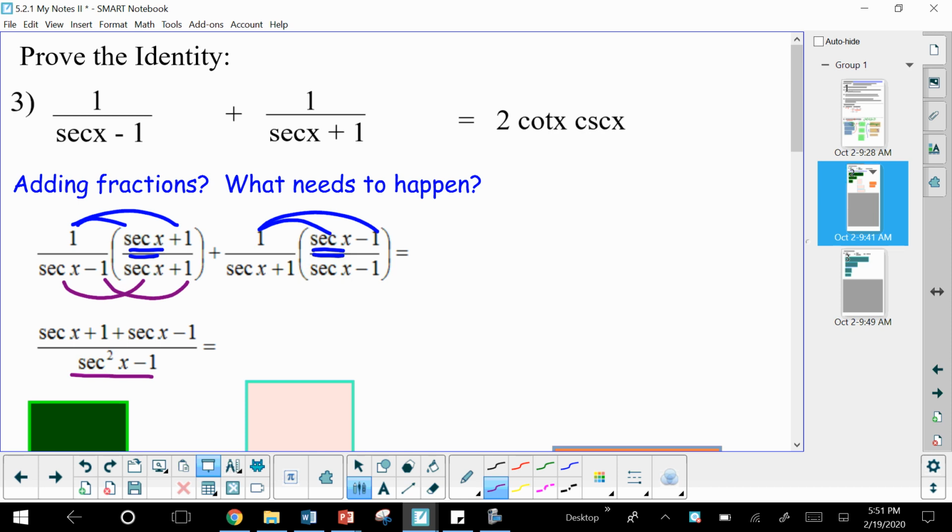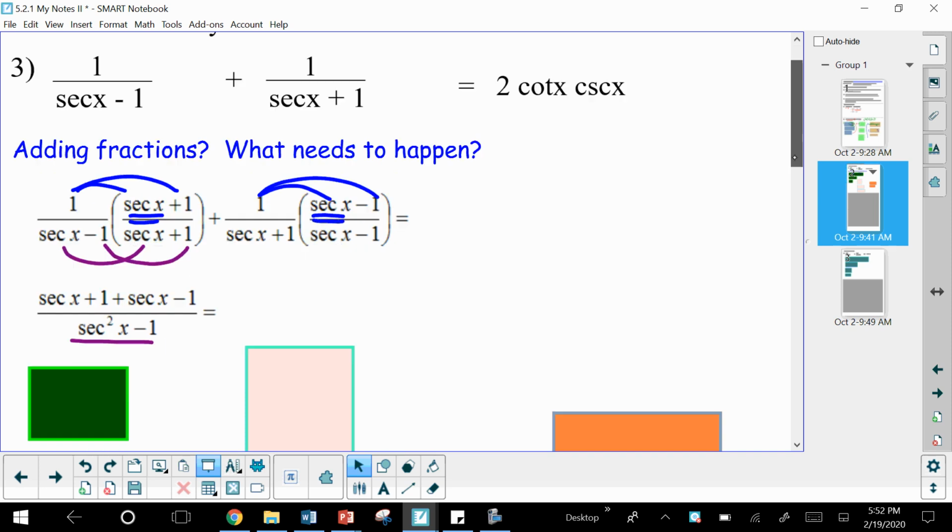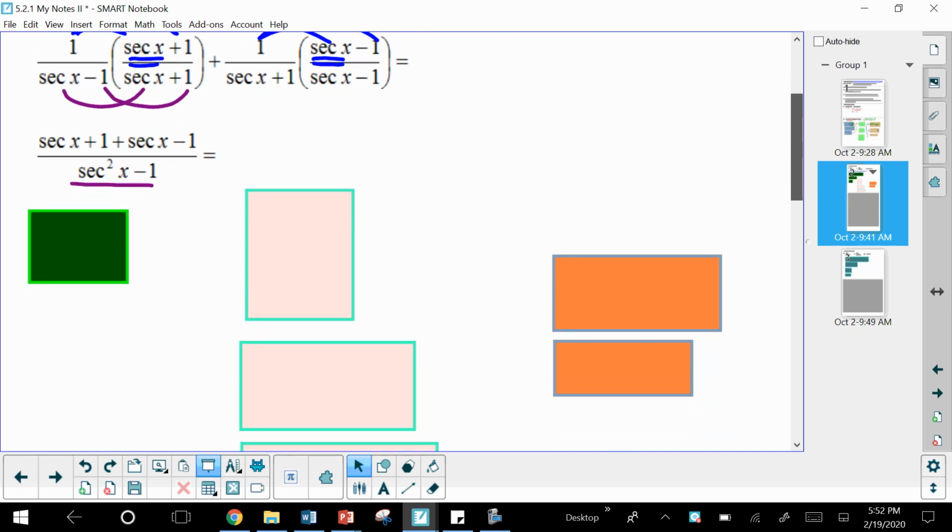All right, continuing on, we need to pause, take a breath, look at the right-hand side. Do you see where they're coming up with a 2, a cotangent x, or a cosecant x? I'm not seeing it yet, so I'm going to keep pressing on. So looking back at my numerator over here, I'm just going to combine like terms. So I have 1 secant x plus 1 secant x. That's going to give me 2 secant x's. And then I have a negative 1 plus 1. Those guys cancel out.